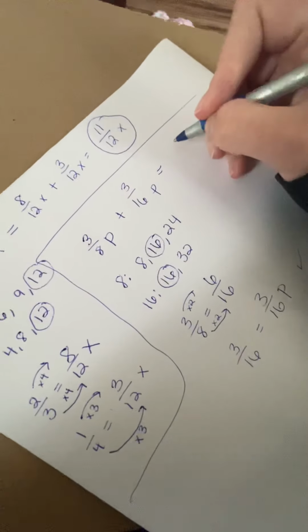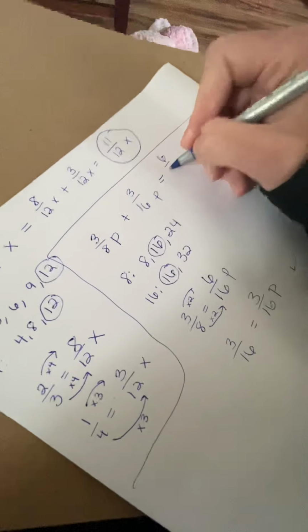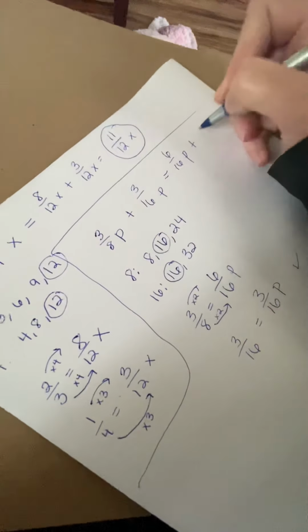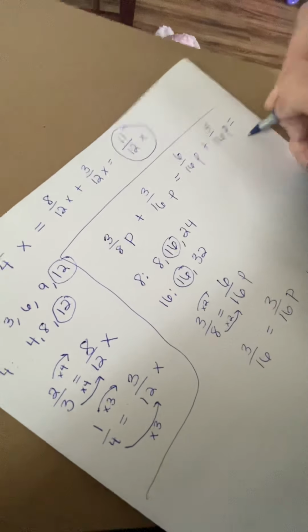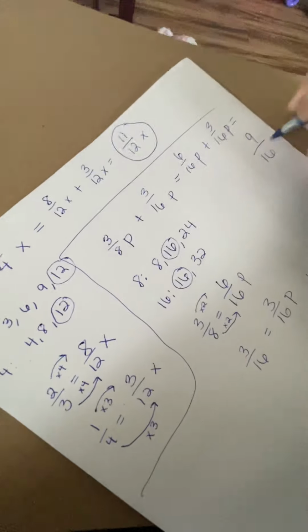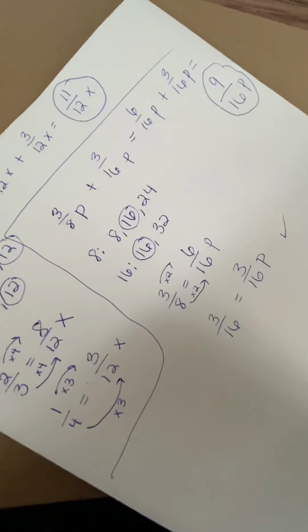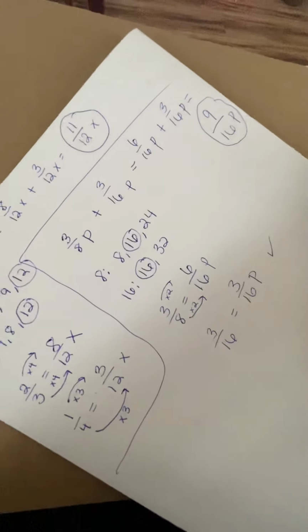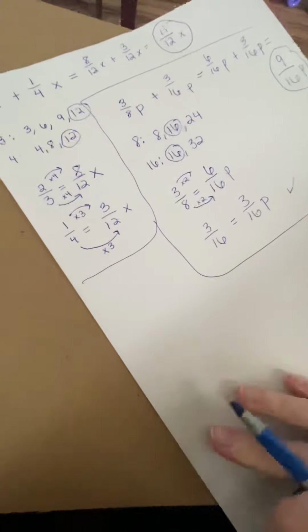So my new problem would be, oh, forgot my variable. 6/16 p plus 3/16 p equals 9/16 p. All right, let's do one with subtraction. So that was number 1 and 2.